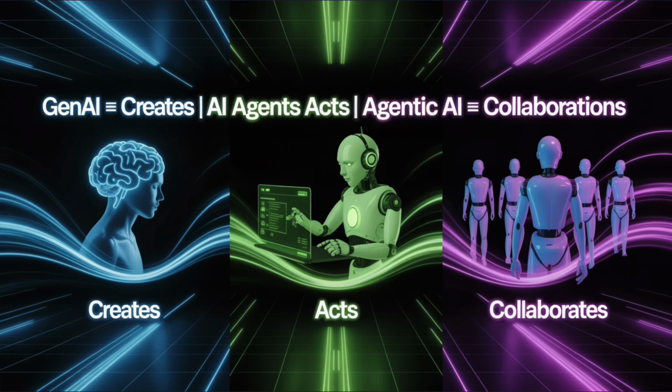So here's a quick summary. Let's make this easy to remember. GenAI equals create. AI agent, act. Agentic AI, collaborate. Or in one sentence, GenAI writes the story, an AI agent performs it, and Agentic AI directs the whole movie. And that is the difference, my friends.